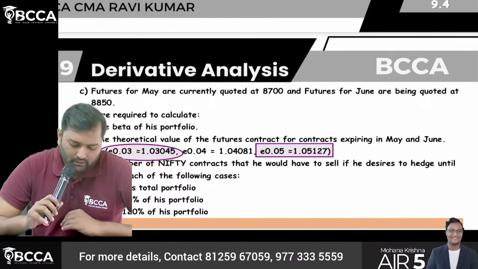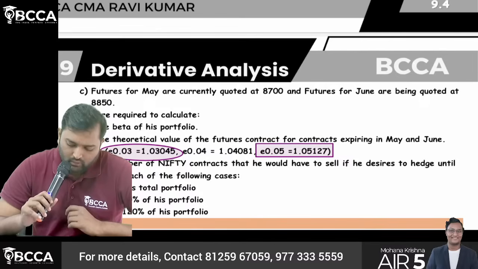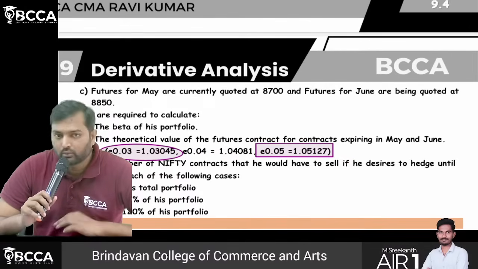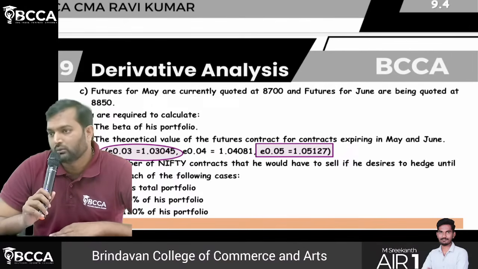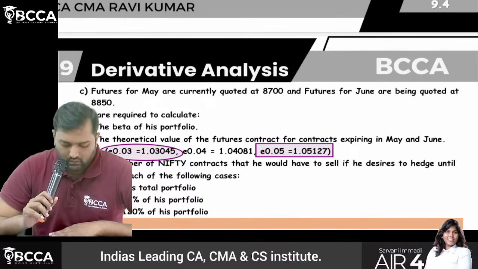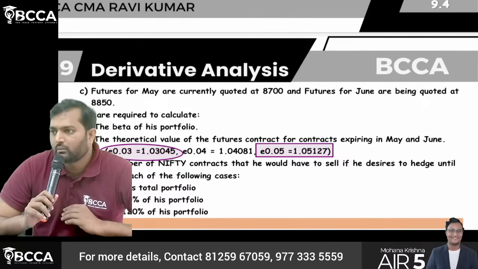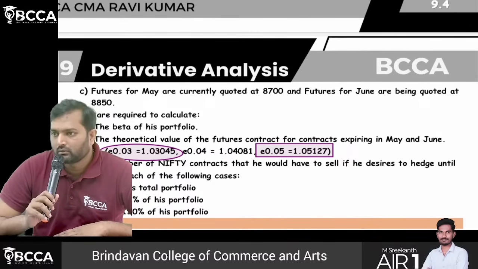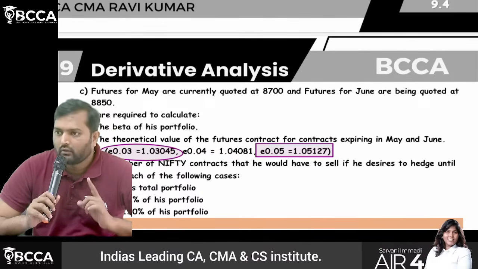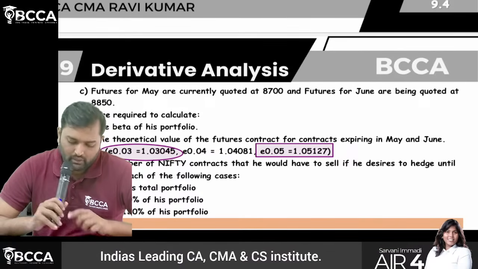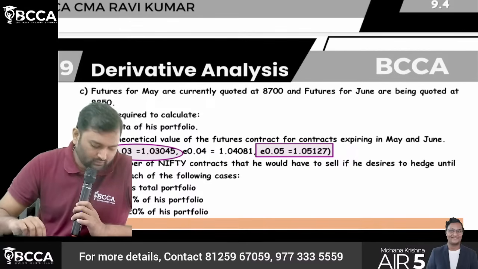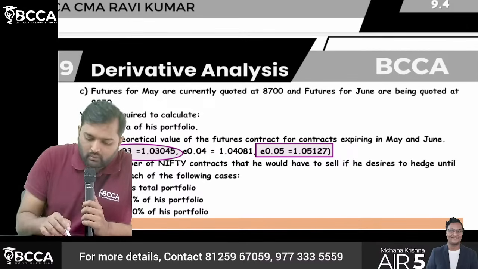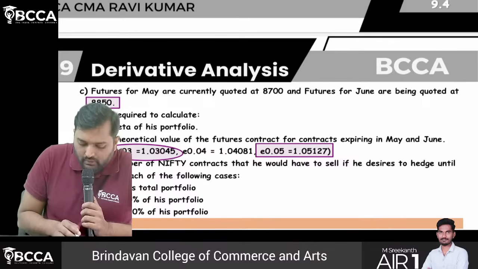Next, the third part: the number of Nifty contracts that he would have to sell if he decides to hedge until June. He wanted to hedge until June. First, he wanted to hedge the total portfolio. Total portfolio means portfolio value into beta divided by the value of the contract. Be careful, the actual future price is also given. To find the number of contracts, we should use the actual future price.